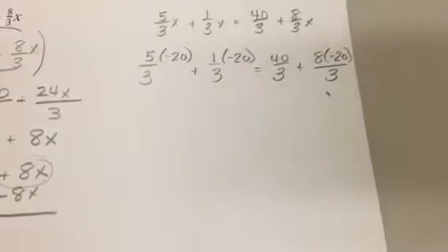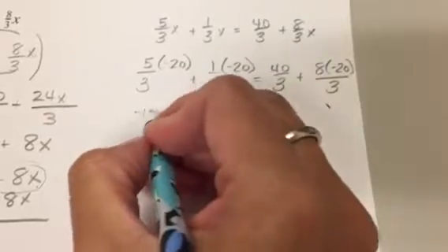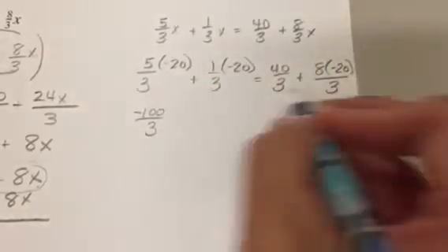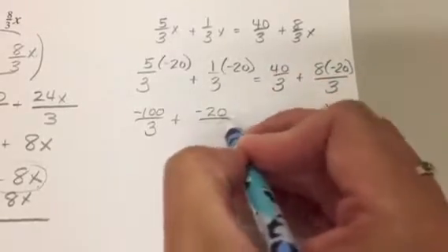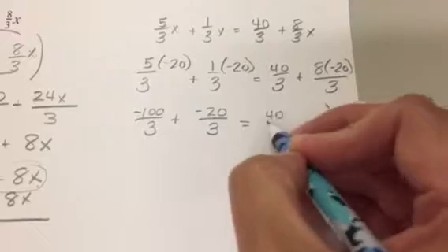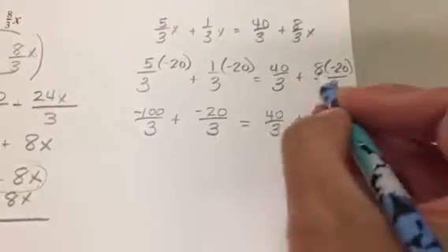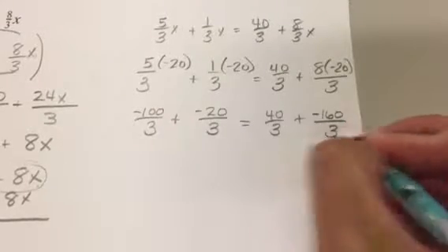All right, so now we're going to simplify. Here I've got 5 times negative 20, which is negative 100 over 3, plus 1 times negative 20 over 3. This is going to stay the same. 8 times negative 20 is negative 160 over 3.